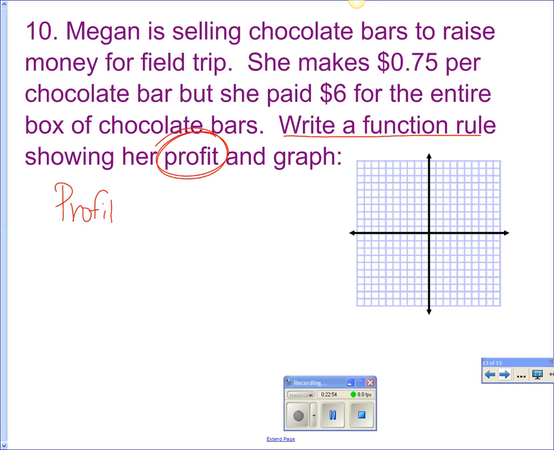Profit is, what is profit? It's how much you make. So it's the money you make. But what else do you have to consider when you're trying to make a profit?